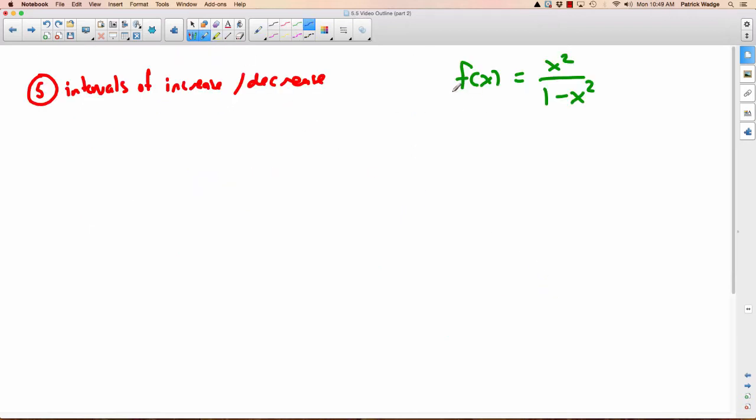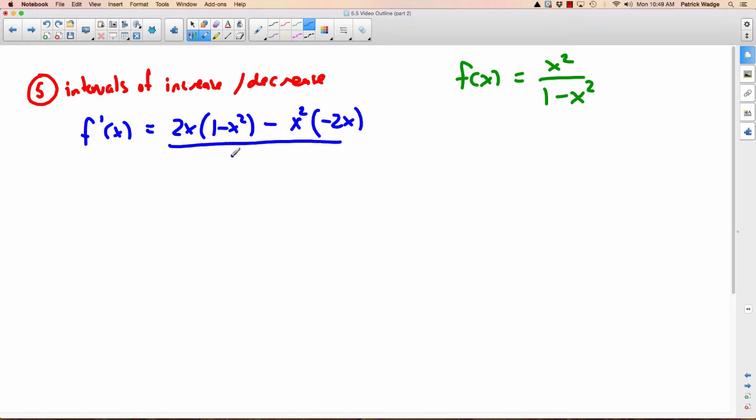Okay, we can finally start taking derivatives and stuff because we're finding the intervals of increase and decrease. So here's our function again. We need to find f prime of x. So we're going to have to use the quotient rule. Quotient rule says to take the derivative of the top, which is 2x, and multiply it by the bottom, 1 minus x squared, minus the top, which is x squared, times the derivative of the bottom, which is negative 2x, and then we divide all that by the denominator squared.